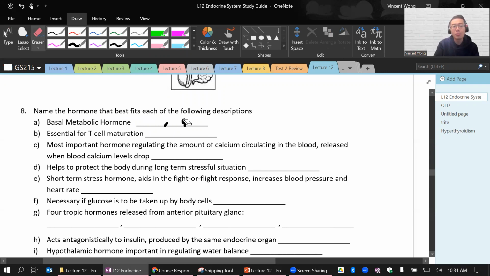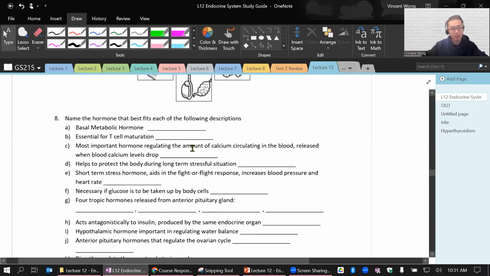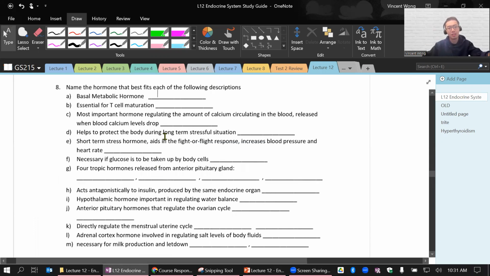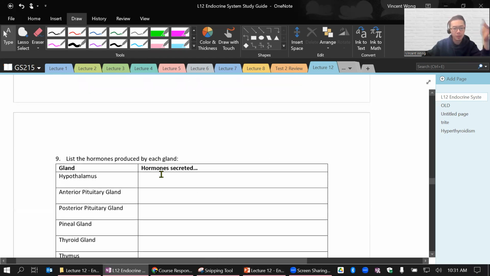So you gotta go through this exercise yourself, right? And you probably have to do it a couple times before you have it memorized. But this tells you what the hormones and the functions of those hormones are. Okay, I'll of course post the answer key later on. But you got to do that, right?